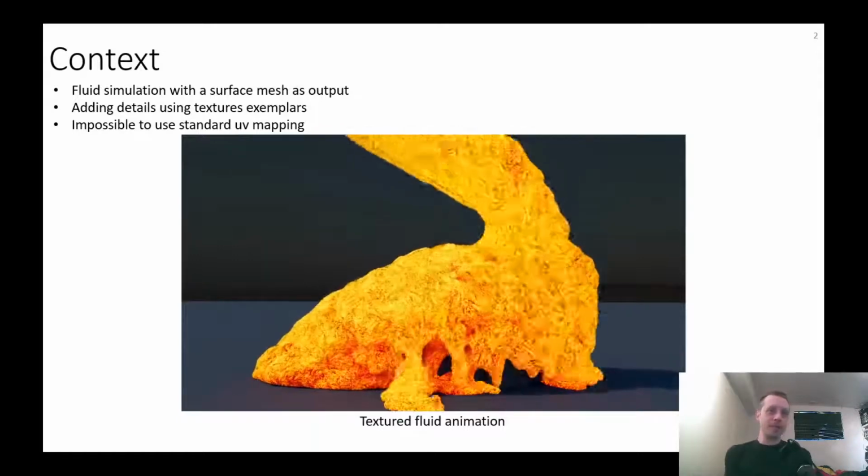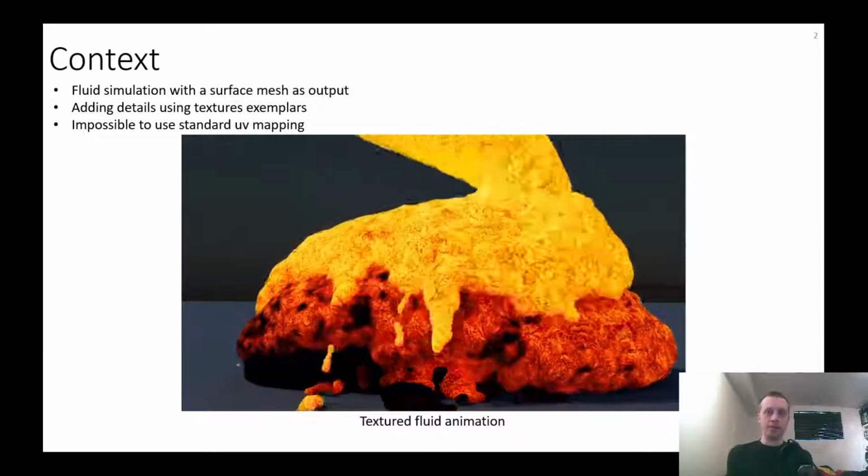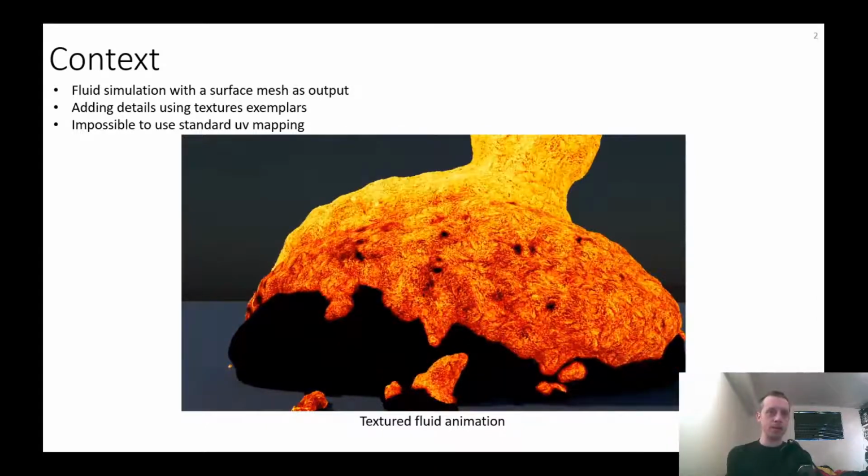I've been asked several times to add details on a fluid simulation. In most cases, we have a surface mesh outputted from a fluid simulator, for example, Houdini. We want to synthesize a texture based on texture exemplars. However, it is impossible to do this with the current DCCs out of the box. Therefore, we need to develop something.